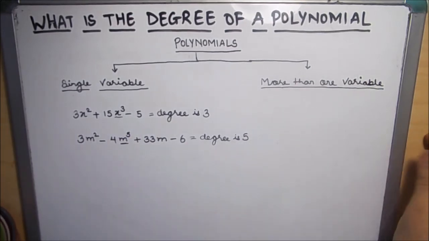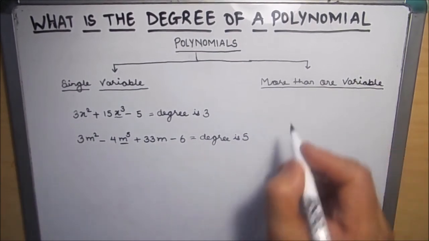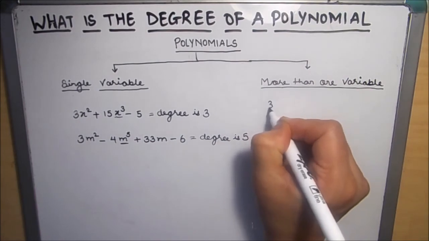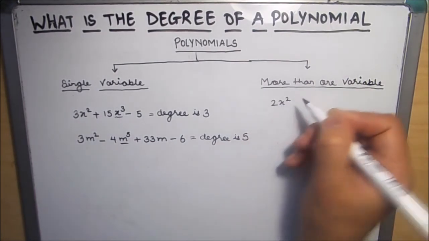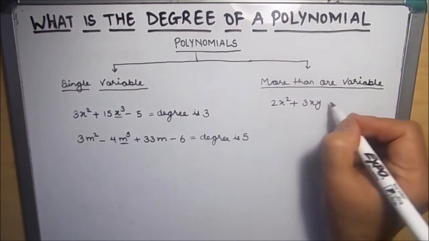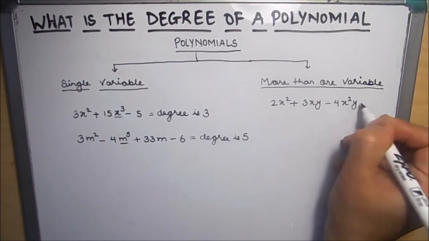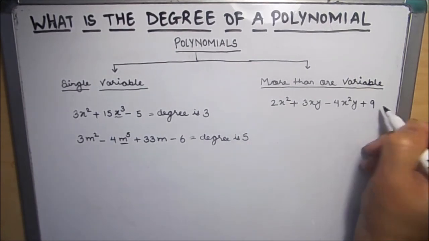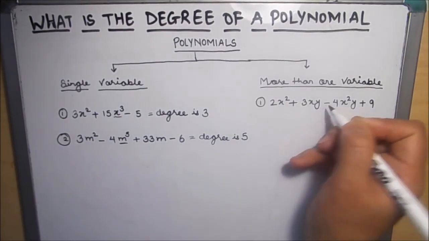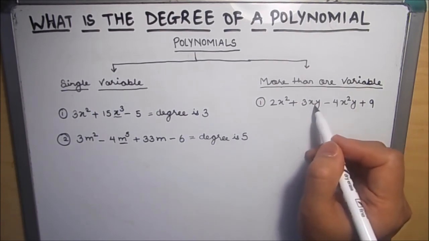Now let's move on to the polynomials having more than one variable. Let's have an example as 2x square plus 3xy minus 4x squared y plus 9. As we see that there is more than one variable, there are two variables here, x and y.